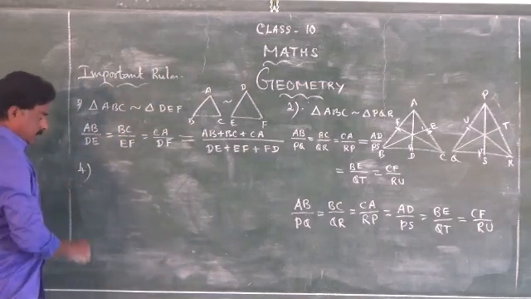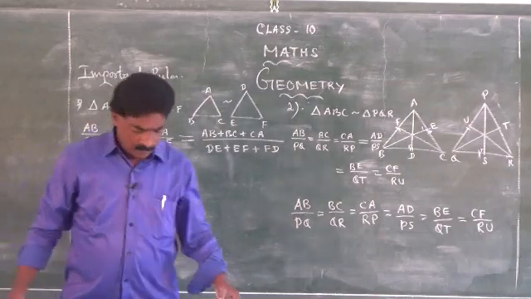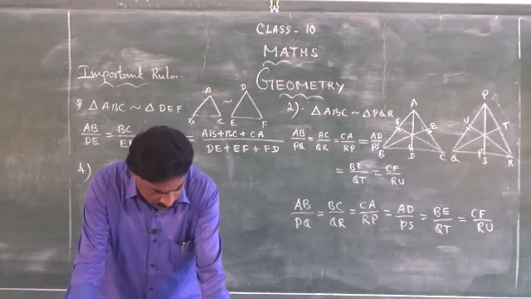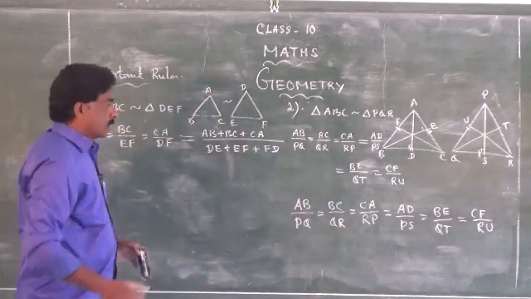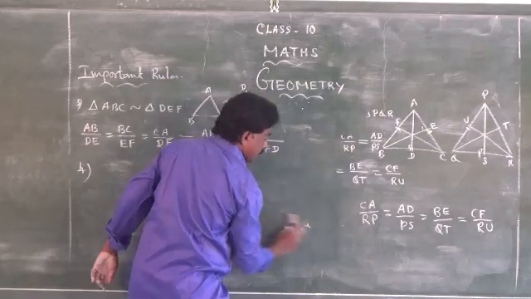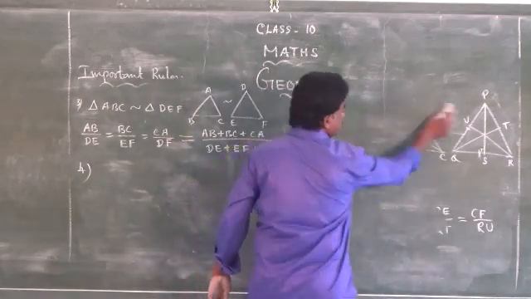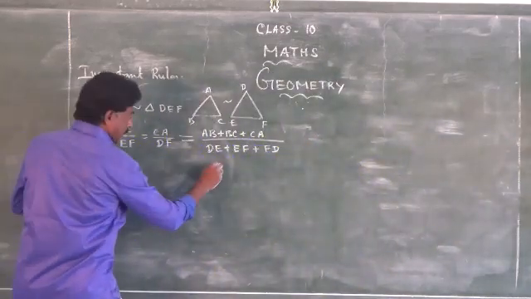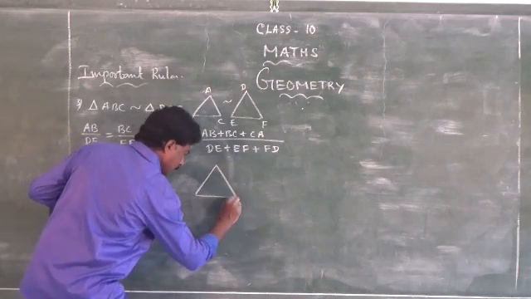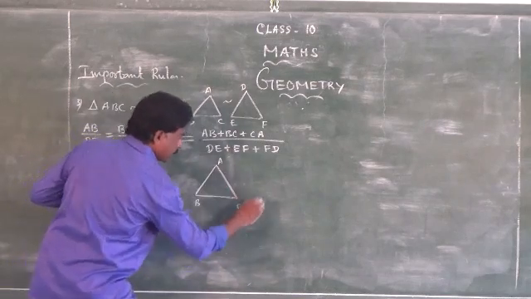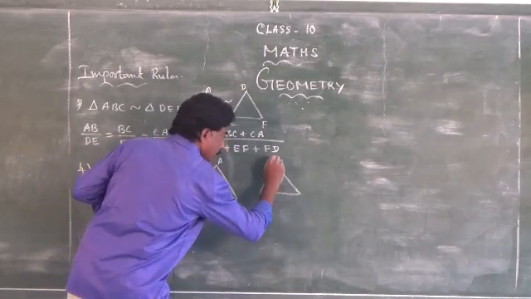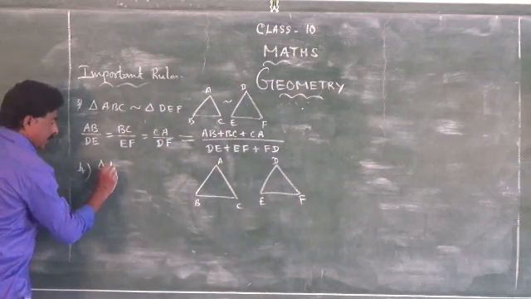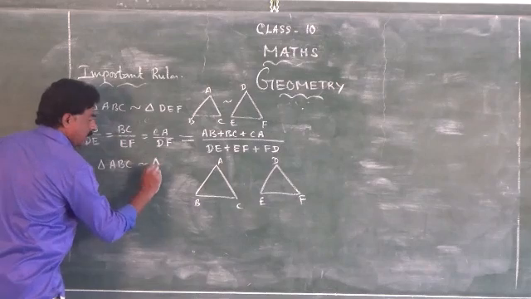Then the fourth condition: the ratio of the areas of two triangles is equal to the ratio of the squares of the corresponding sides. If the two triangles are similar, ABC and DEF, these two triangles are similar, given. Triangle ABC is similar to triangle DEF.